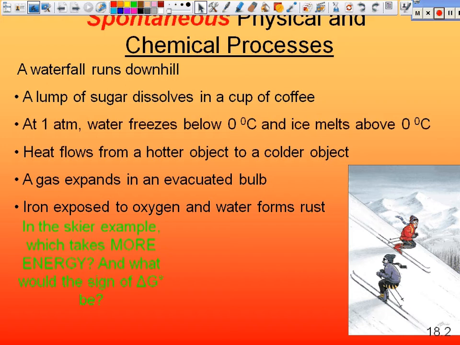Okay. So, in the skier example, which is over here in the picture to the right, which takes more energy? The guy in the red coat or the guy in the purple coat? Why? He's going up. But why does that take more energy? Okay, so is that a spontaneous process or a non-spontaneous process? That's non-spontaneous. If you can ski uphill, I would love to see it. That's an amazing feat. So, what would be the sign of delta G in the red coat? Why negative? Because that's spontaneous. That's thermodynamically favorable.